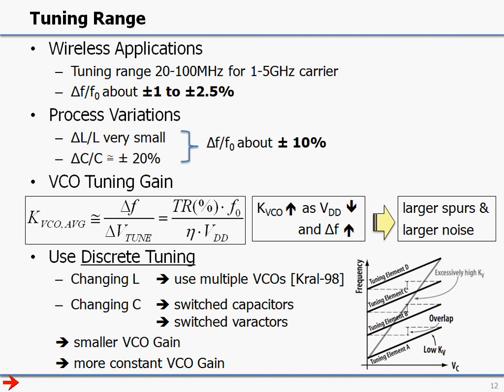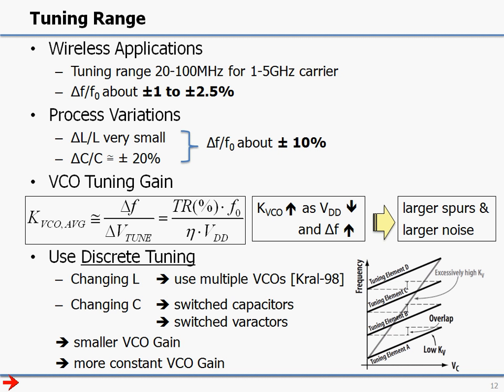Now, what is the amount of tuning range that we need? In a lot of wireless applications, you will need tuning ranges or frequency changes of 20 to 100 megahertz, whereas you're using carriers in the region of 1 to 5 gigahertz. That means that the tuning range in a percent-wise, in a relative manner, is about plus minus 2.5%, which is relatively small. At the same time, we know that we face process variations.